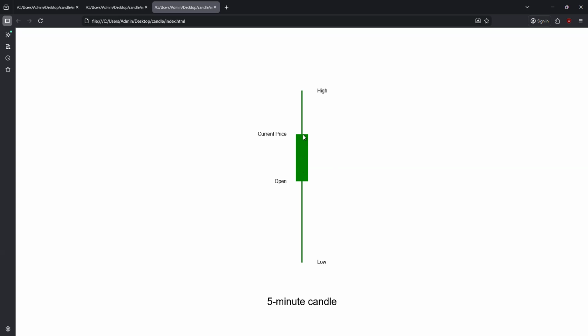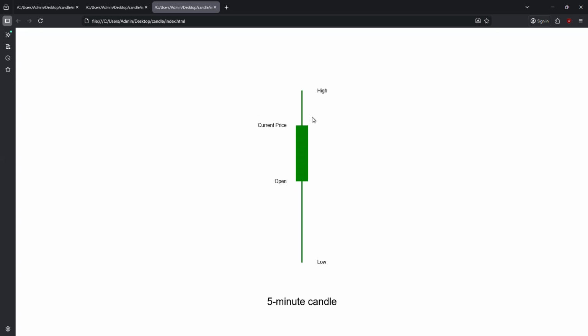If it was red, the open means it opened here at the top of the body. It reached up here, but it didn't stay there. It ended up getting pushed down. The price came down to here and closed at the bottom. Since it's red, it means it went down, right? So it opened here, went down, closed here.